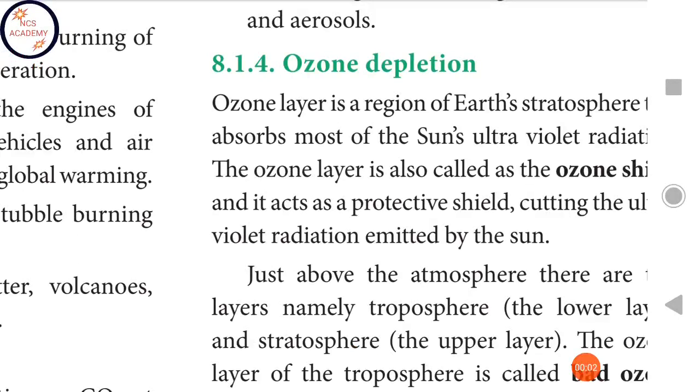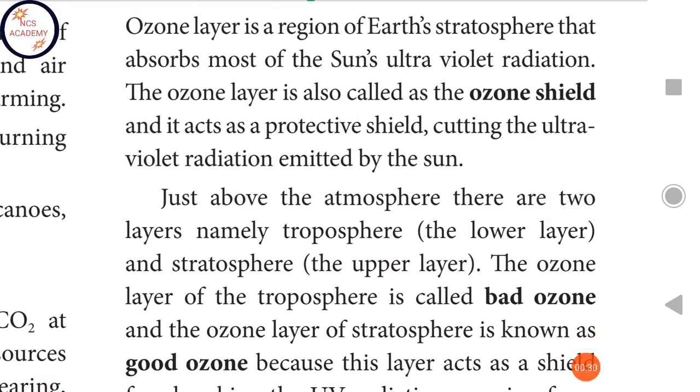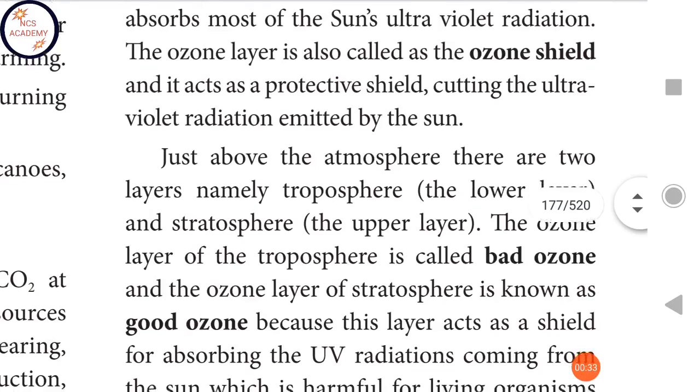Dear students, today we are going to discuss the 12th standard Botany, Chapter 8, Environmental Issues. In this chapter we are going to discuss some important questions. First question, what is known as ozone hole? First, you should know about the ozone layer. Ozone layer is the region of Earth's stratosphere that absorbs most of the sun's ultraviolet radiation. It's also known as the ozone shield.